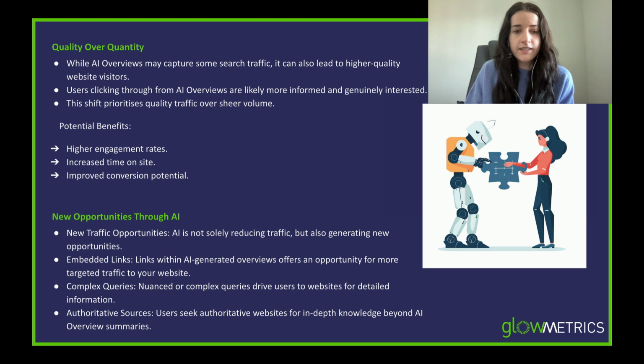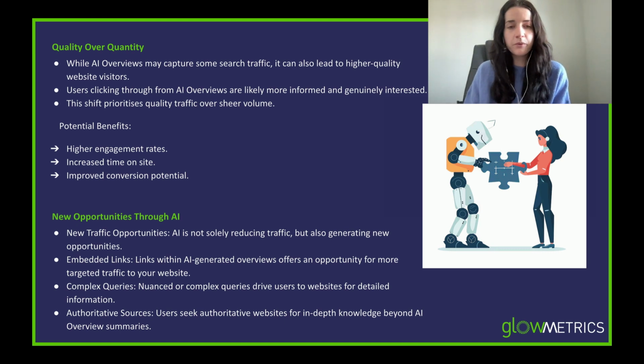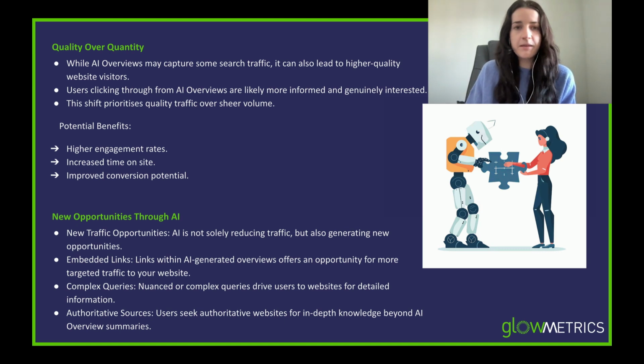New traffic opportunities. It's not all about reducing traffic, but generating new opportunities within that traffic because it's going to be a lot better, a lot higher quality, ideally. The embedded links within AI generated overviews offer an opportunity for more targeted traffic to your website. And nuanced or complex queries will tend to drive more users to your website for a bit more information. So, a sentence or two from AI overviews may not be enough. Your website has appeared as a link and that user may think this person must know a bit more about that. I'm going to go on and have a bit of a deep dive, have more of a look.